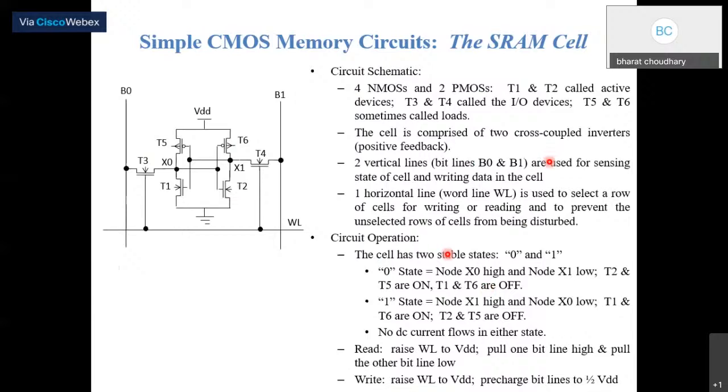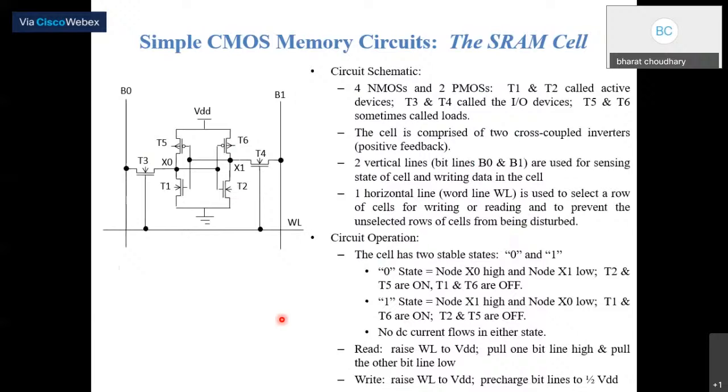So these are used for different operations, writing and reading. One horizontal line means the word line. This WL is used to select a row of cells for writing and reading, and to prevent unselected rows of cells from being disrupted.